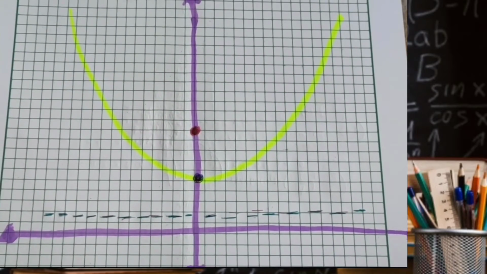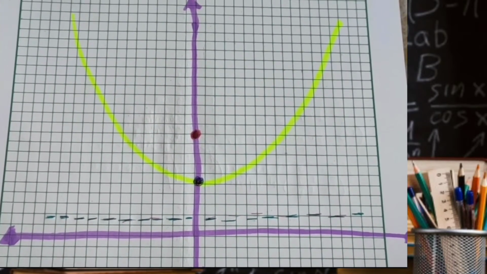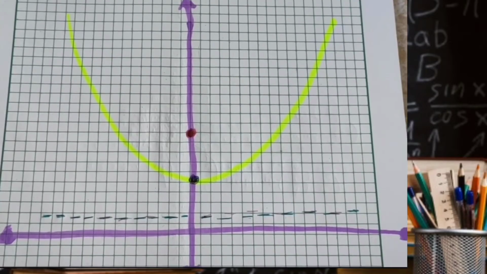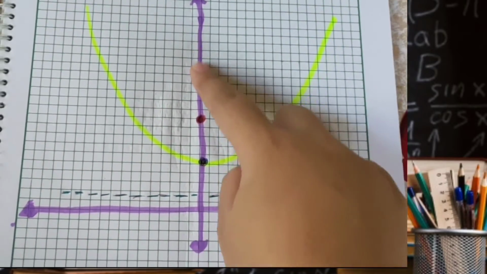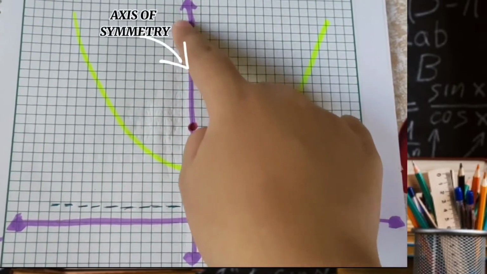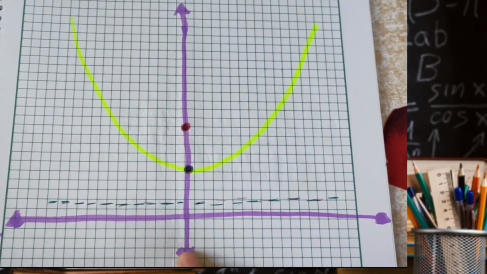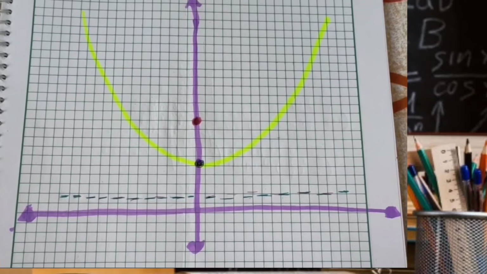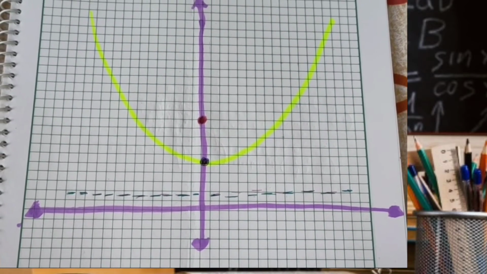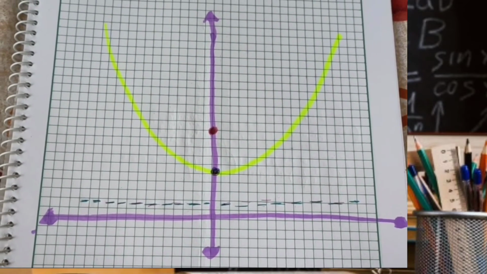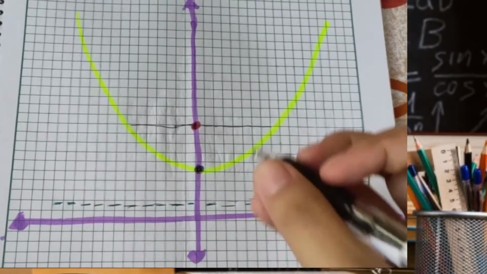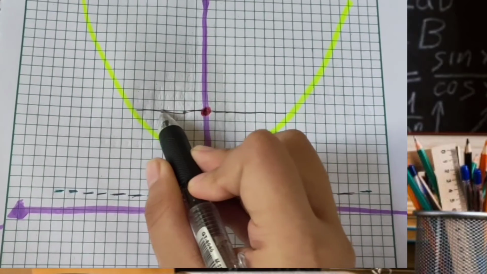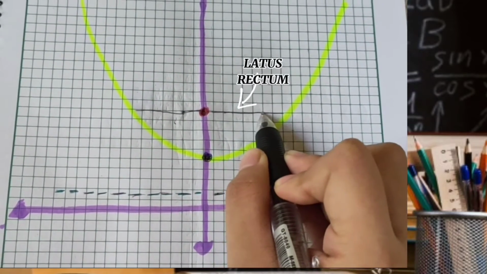The fourth part of the parabola is the axis of symmetry. It is the line that passes through the focus and the vertex. So this line is called the axis of symmetry. The last part of a parabola is the latus rectum. It is the line that passes through the focus and is parallel to the directrix. So this line is our latus rectum.